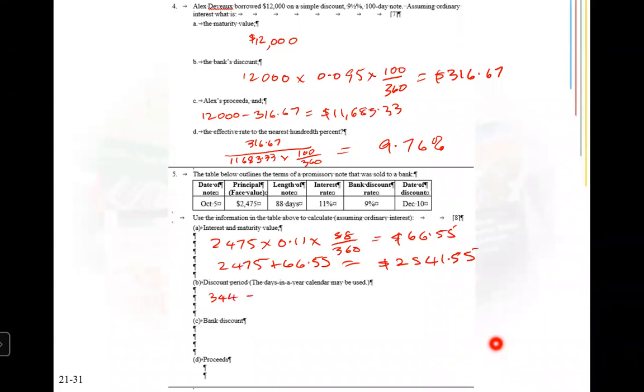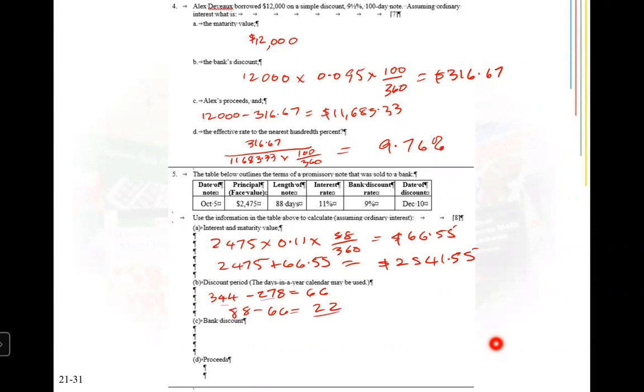The discount period: 344 minus 278 equals 66. When you do your subtraction there for the days, you look for the two dates, October 5th and December 10th. December 10th would be 344, October 5th would be 278. And since the length of the note was 88 days, you subtract the 66 from 88. So the bank will hold the note for 22 days. That's your discount period.